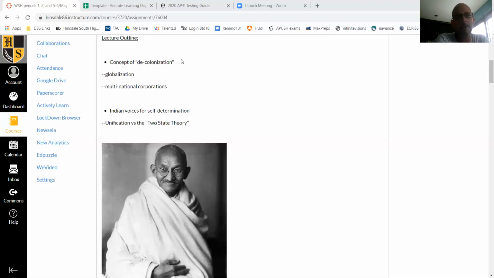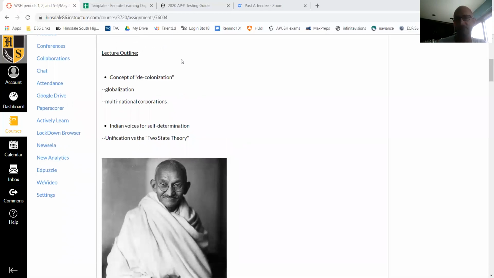So nations like France and England are going to start backing away. They're going to start giving up their colonies, because it makes financial sense to do so, and it makes political sense now to do so. And so when we talk about the concept of decolonization, that's really what we're talking about.